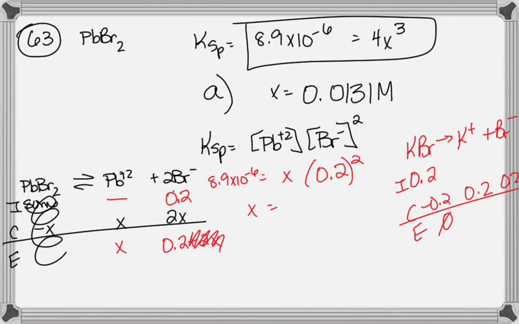Alright, so that would be 0.4. So you divide that number by the total. I get 2.225 times 10 to the minus 4. And I checked it, it's right. For B.